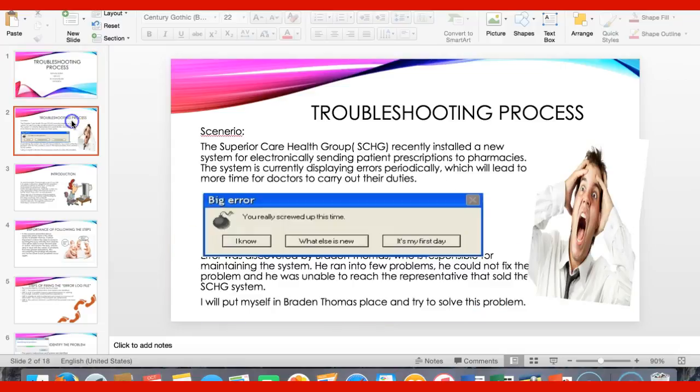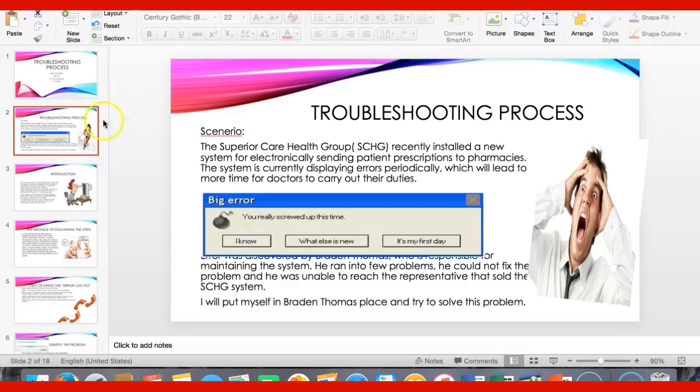There was a case study presented in class about a health group called the SCHG. They recently installed a system that proved a little bit stubborn and won't work, and we know how that can drive anybody crazy. As you can see in the picture to my right, this guy is going crazy that something went wrong. And how many times do we see on the screen this kind of blue and brown thing that pops up and we don't know what it means?